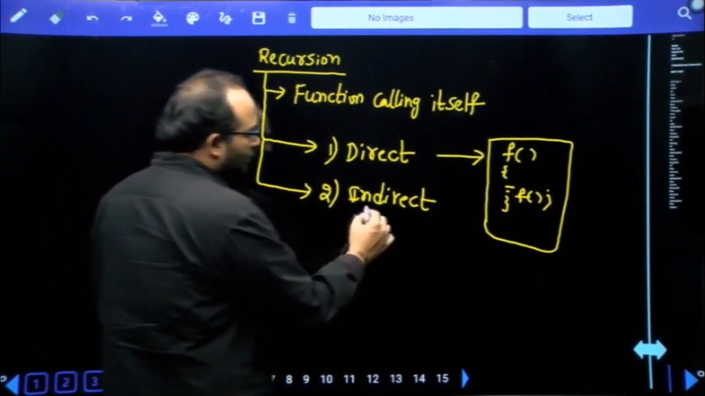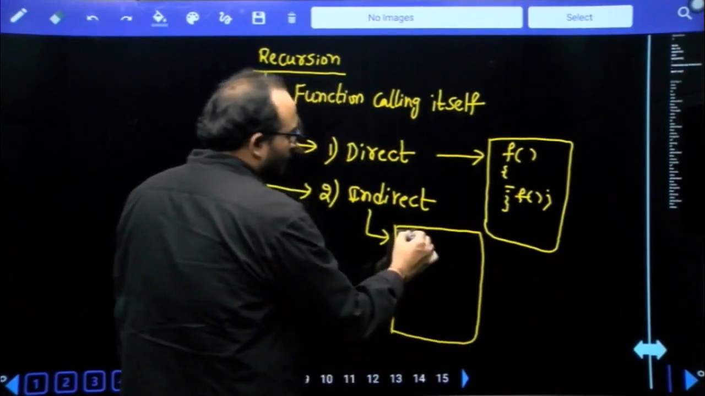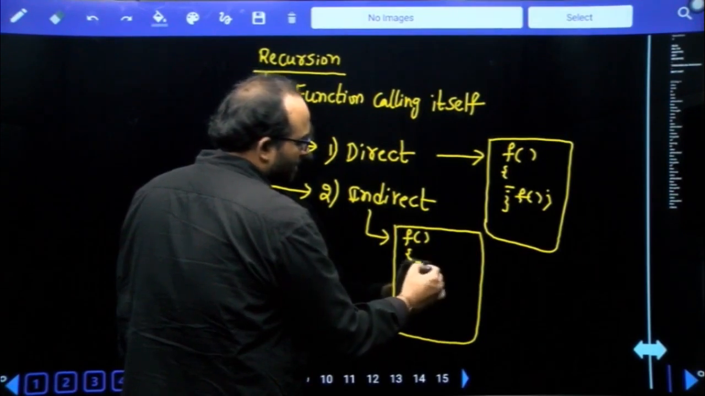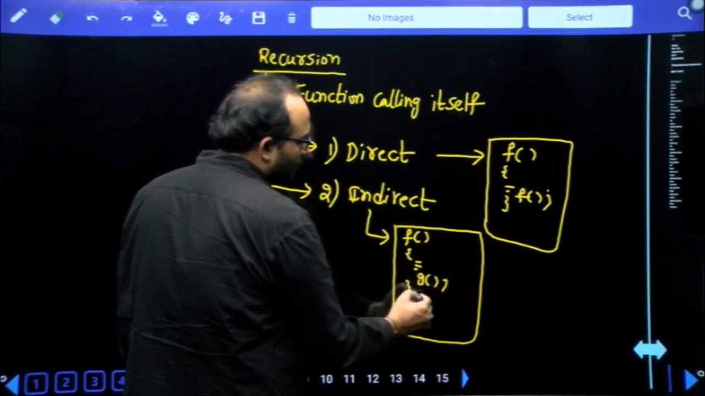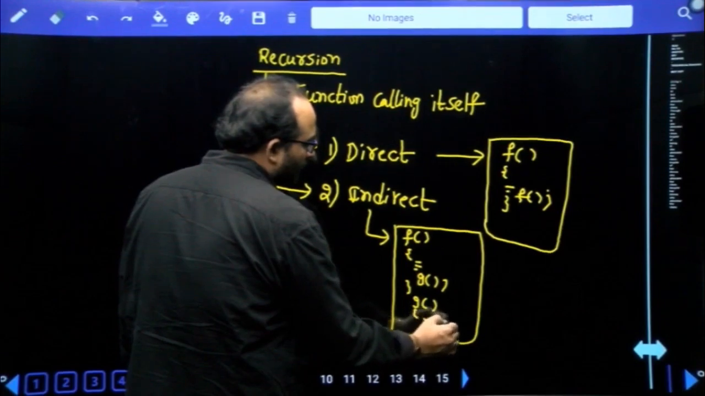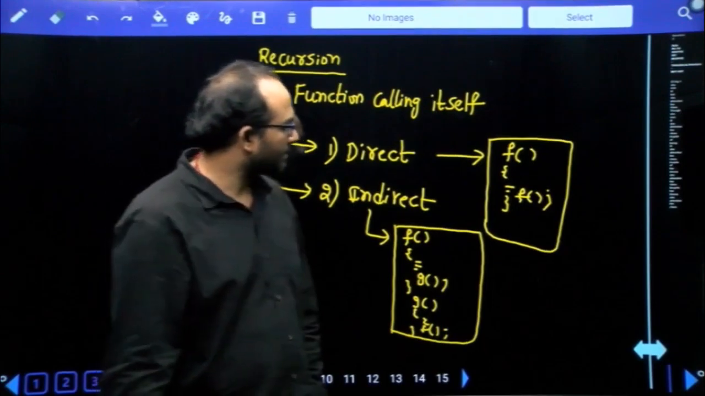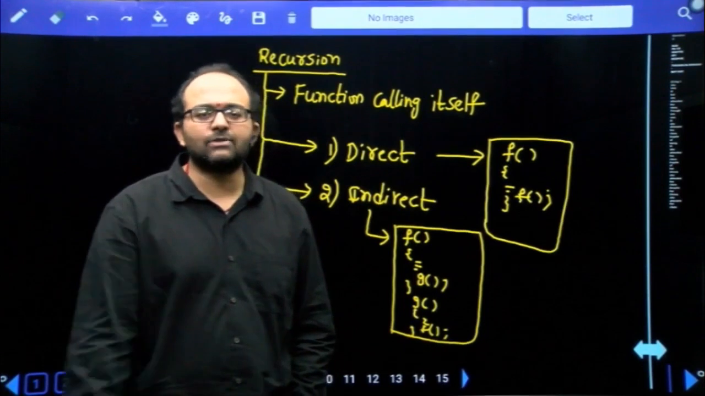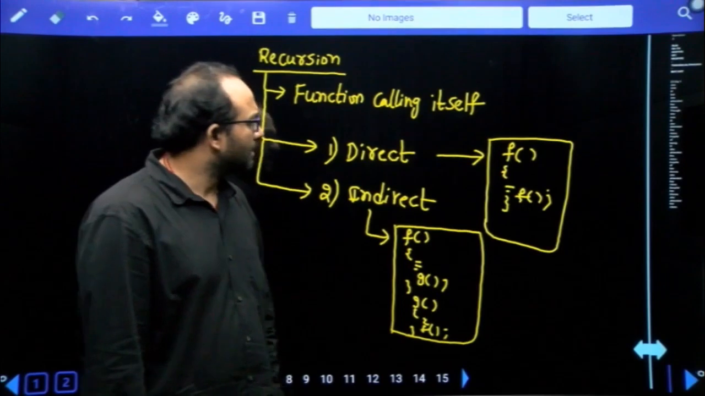Now if you consider indirect recursion, this will work like this. Function f implementation is done, which is a recursive implementation. Function f is going to call function g, and function g is going to call function f, just like this. So in indirect recursion, f is calling function g and g is calling function f. This is a type of indirect recursion.